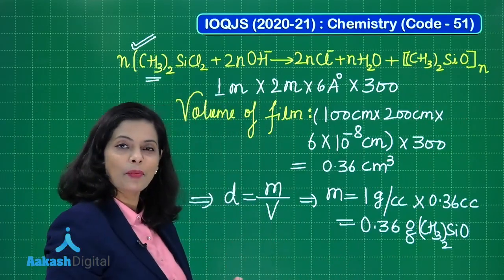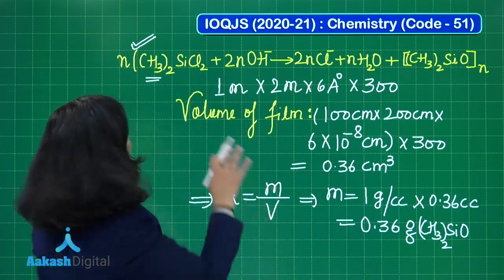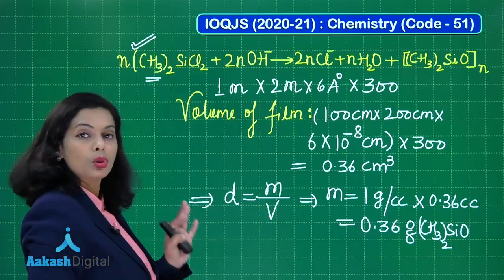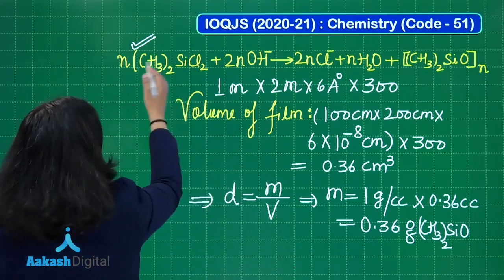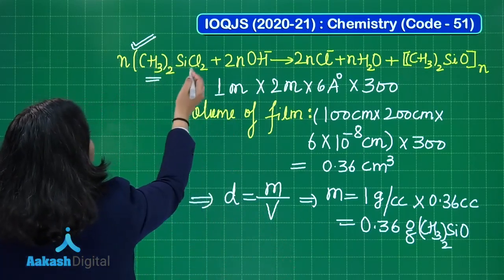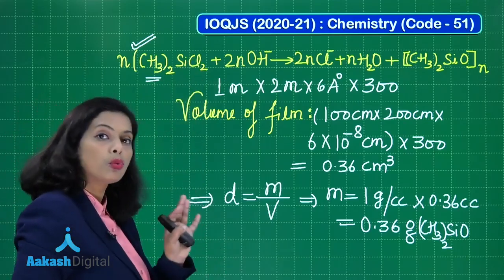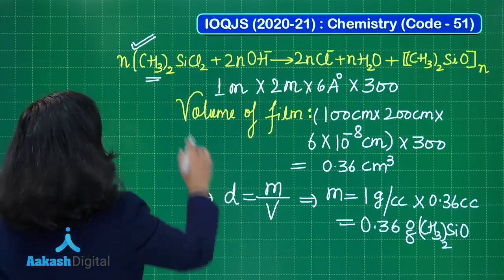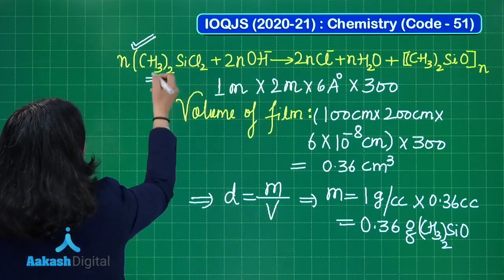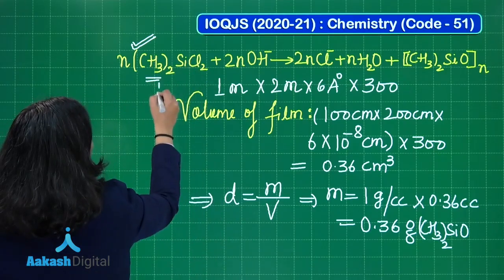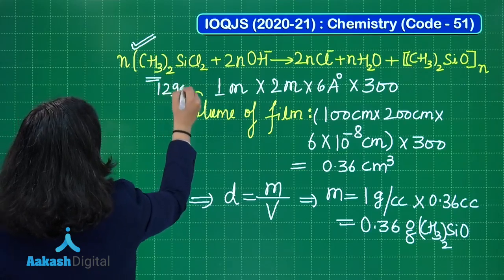Can I say this? Definitely we can. Now let's have a look at the molar mass associated with these species. If you just find out, this is (CH3)2SiCl2. If you know the atomic masses of these species, you would be able to find it out, right? The molar mass associated with it would be 129 gram per mole.